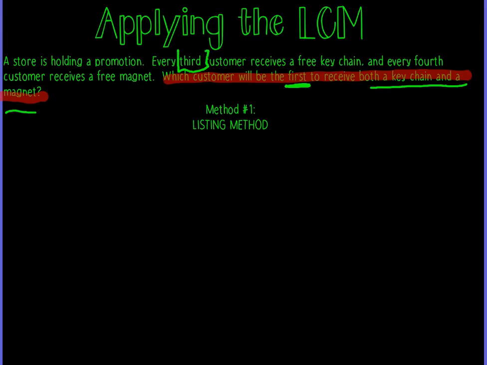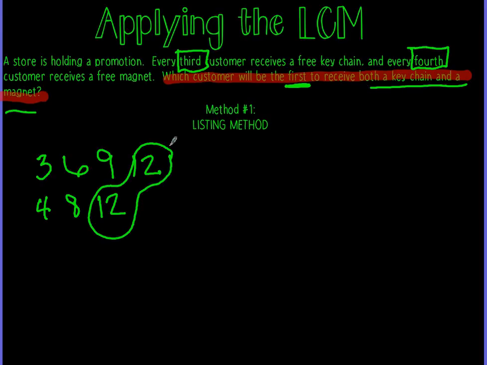Okay, so it's every third customer and every fourth customer. So how this will work, you can use the listing method again. So the third customer will get a free keychain. The fourth customer will get a magnet. The sixth customer will get a keychain. The eighth customer will get a magnet. The ninth customer will get a keychain. The 12th customer will get a magnet. The 12th customer will get a keychain. Now notice we have 12 and 12. So this person, the 12th customer, will get both a keychain and a magnet.